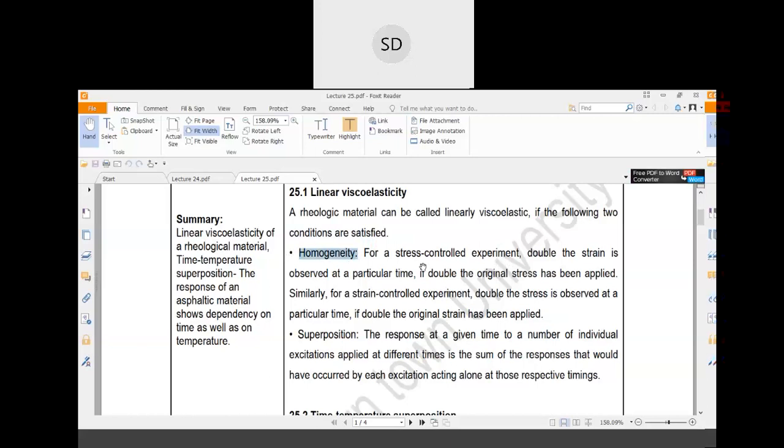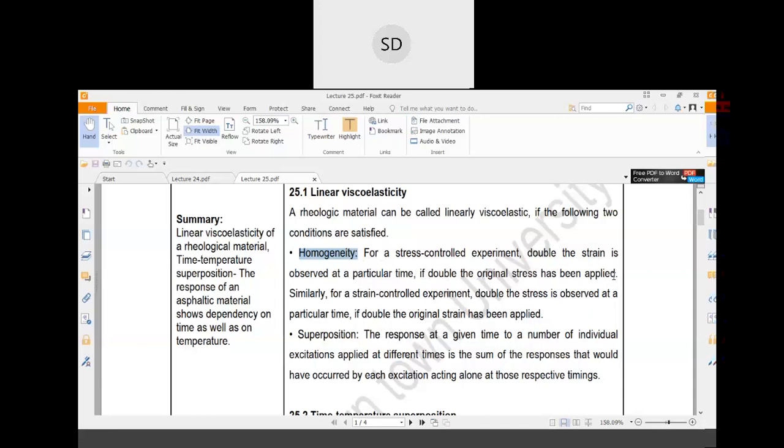So for a stress control experiment, double the strain is observed at a particular time if double the original stress has been applied.